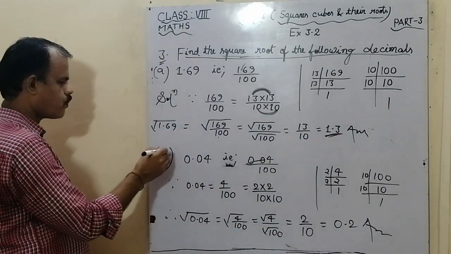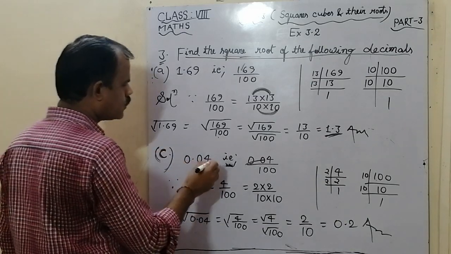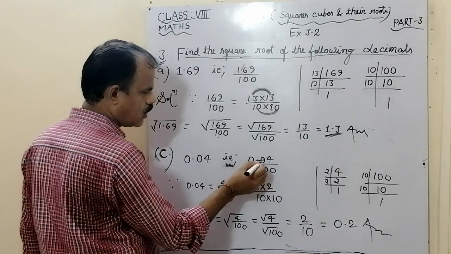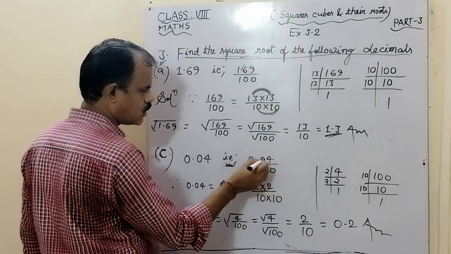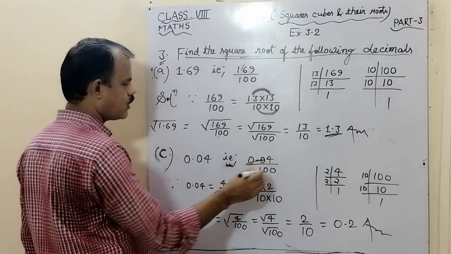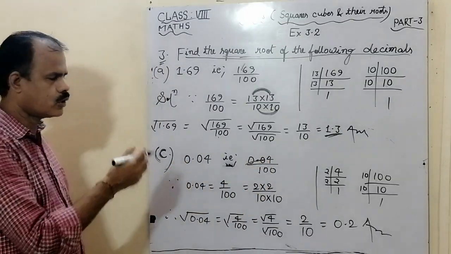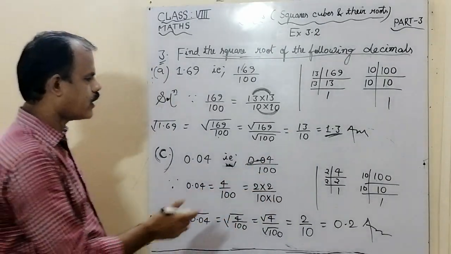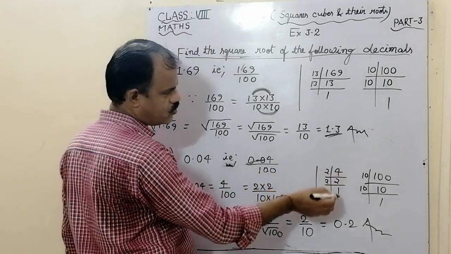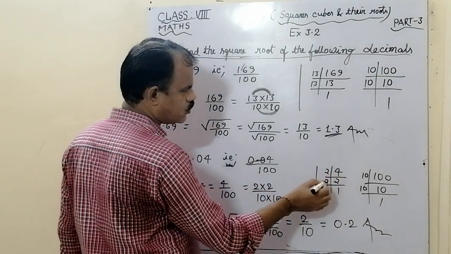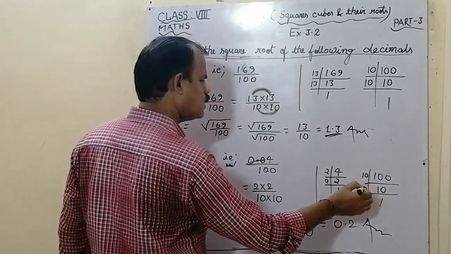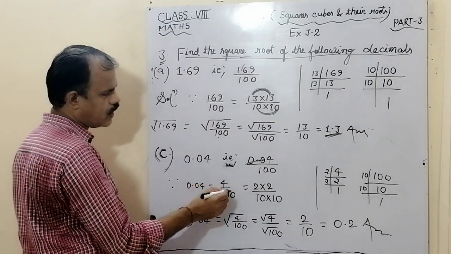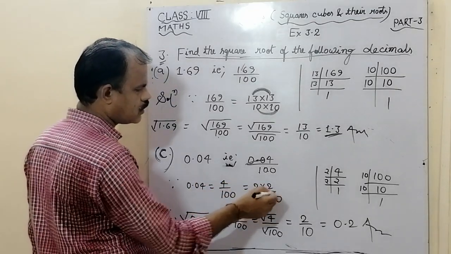See one more question, C part. 0.04, we can write it like this: after the point, 2 digits are there, so 2 zeros, so this is 4 by 100. We can write 0.04 equal to 4 upon 100. Now we have to find the prime factorization of both 4 and 100. Here you see 4, 2 twos are 4, 2 ones are 2, 100, 10 10s are 100, 10 ones are 10. So 0.04 equals 4 by 100 equals 2 into 2 by 10 into 10.